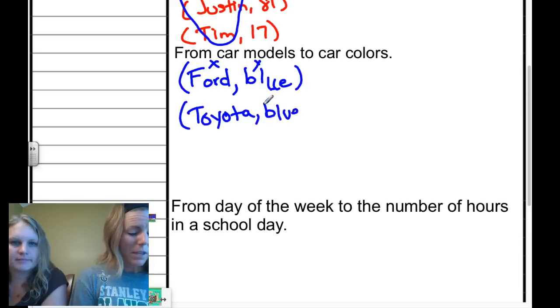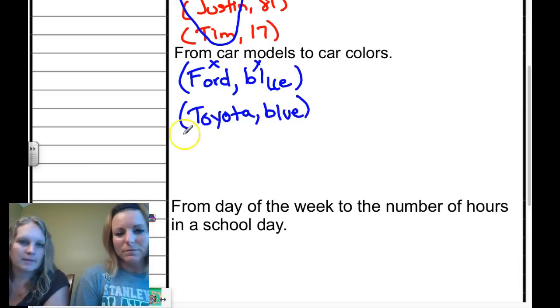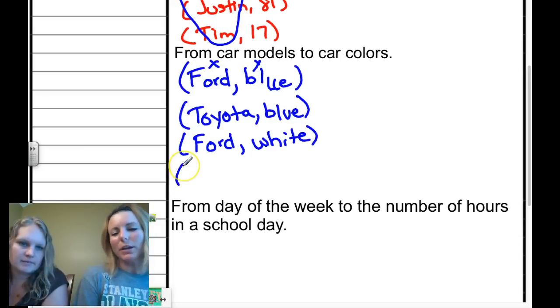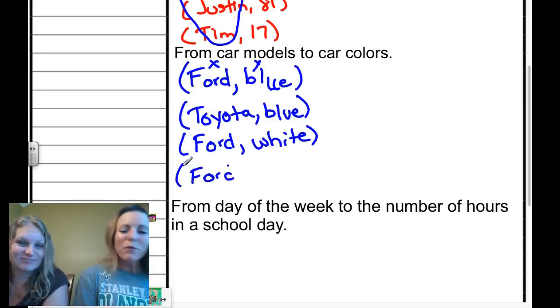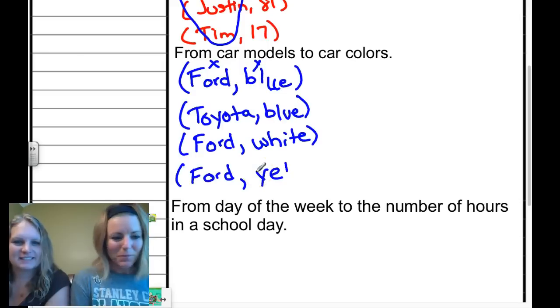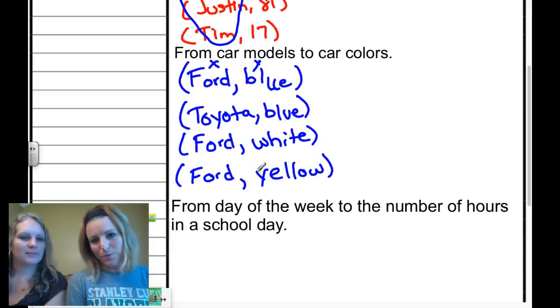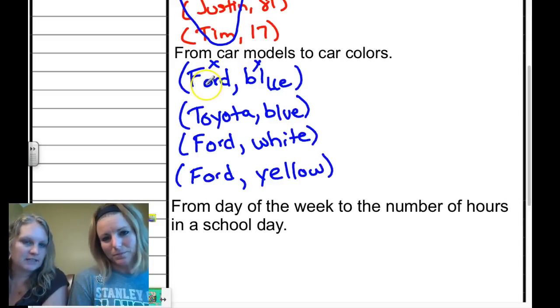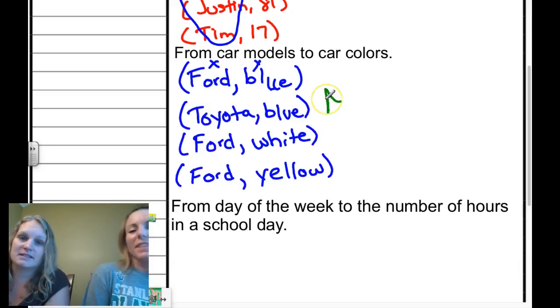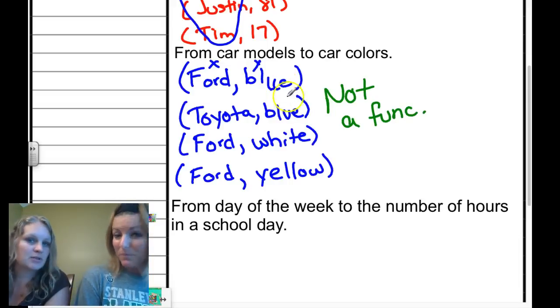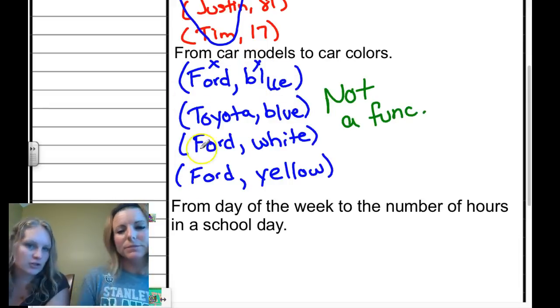Well, let's do Ford again. And this time my Ford is going to be white. And let's do Ford just one more time for the fun of it. My Ford's going to be yellow. Is this relation a function? Well, I'm going to look at my X values, or my first thing, and see if anything repeats. Ford, Toyota, Ford. It's the same thing, so it's not a function, because Ford repeats. The blue is repeated, but we can never have our first thing repeat.